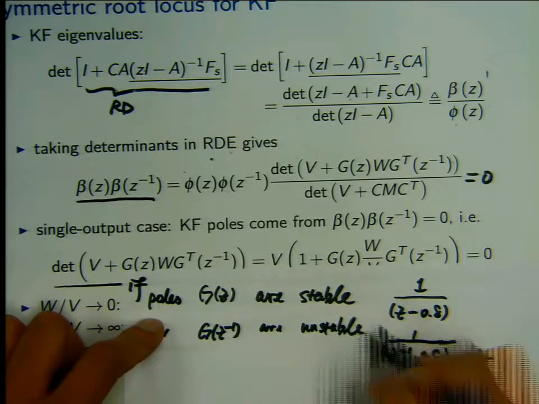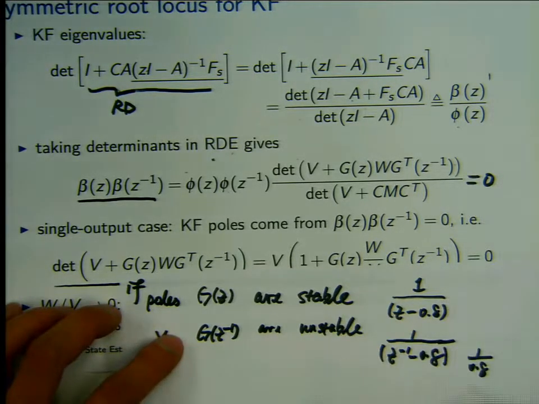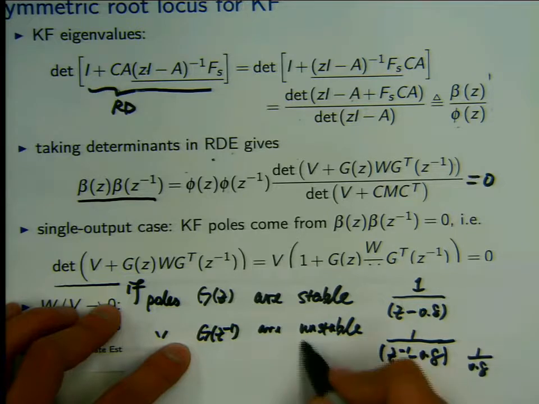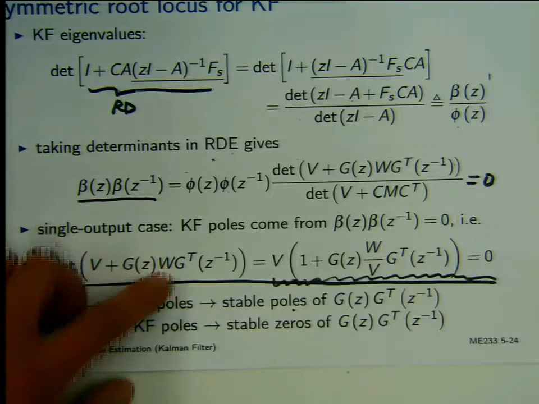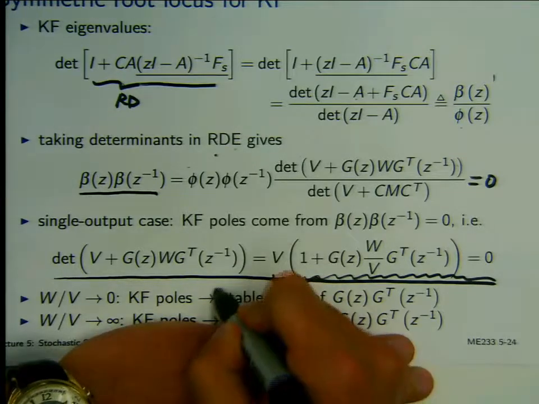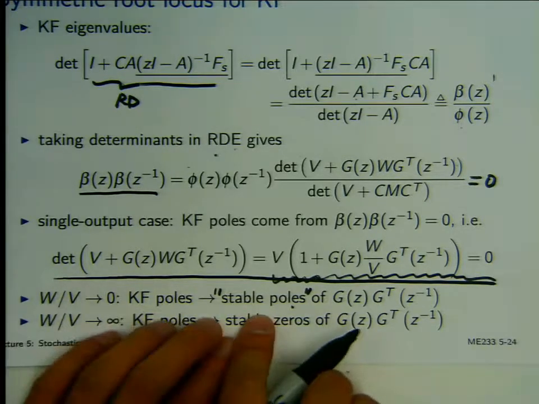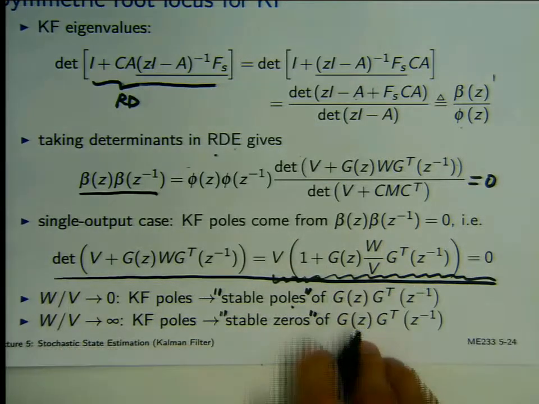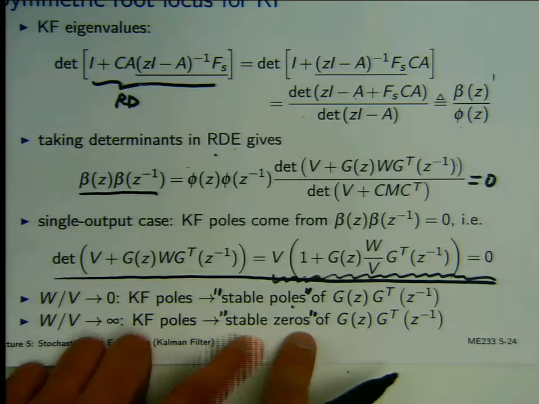This is exactly why it's called symmetric root locus. Because there's always one pair: there's always an unstable pole that's directly related to the stable pole. Okay? Now if you buy that, let's see the result here. Pay special attention to this. I said the Kalman filter poles have to go to the stable poles of this guy. And in the case of W divided by V going to infinity, it goes to the stable zeros of this.